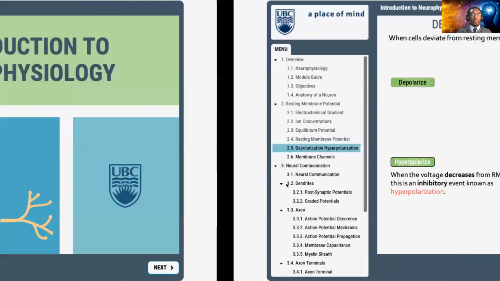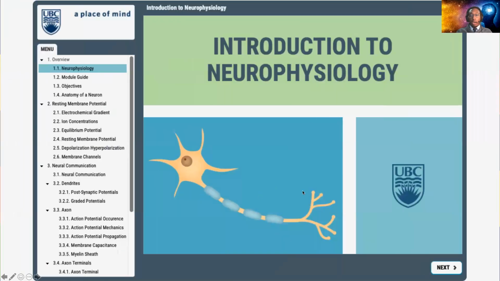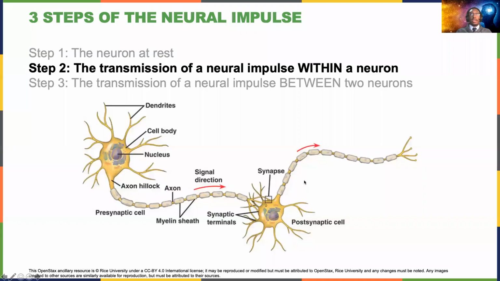So I'm going to switch back over. In the next video, we're going to talk a little bit more about the transmission of a neural impulse within a neuron: what chemical changes occur that allow the signal to be propagated down the axon.